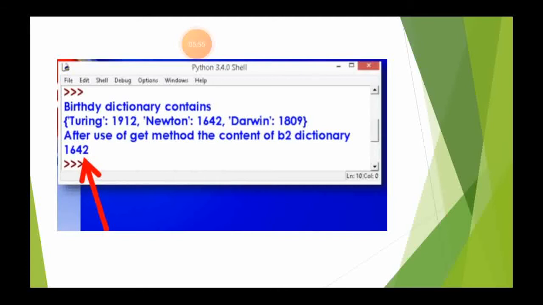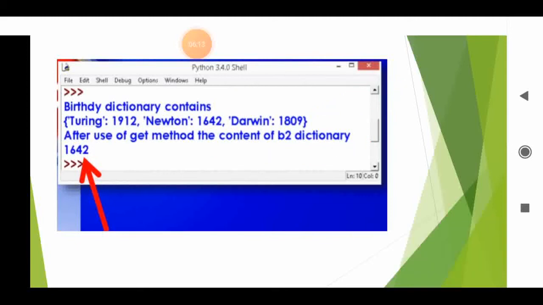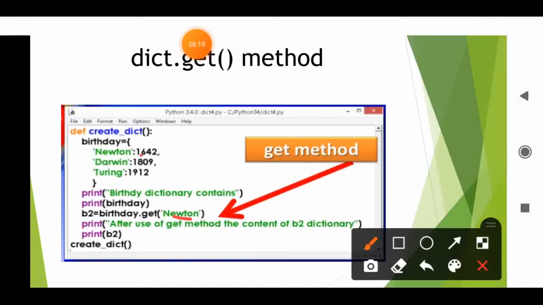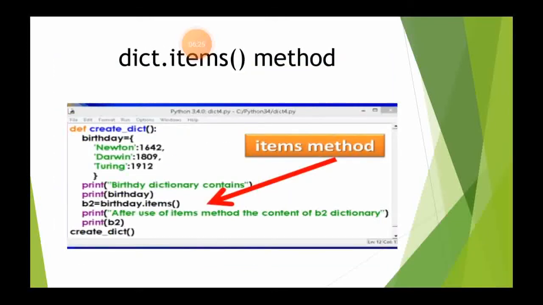The first print statement we have given is "Birthday dictionary contains". Next, the dictionary will print. The next statement, after use of the get method, prints the content of the b2 dictionary. Then finally it will display the result of the Newton key value. What have we stored there? 1642. It will display the result 1642.